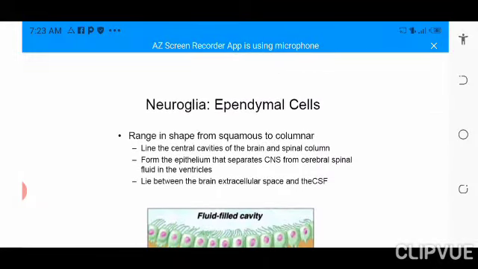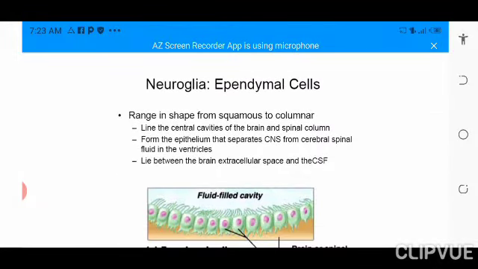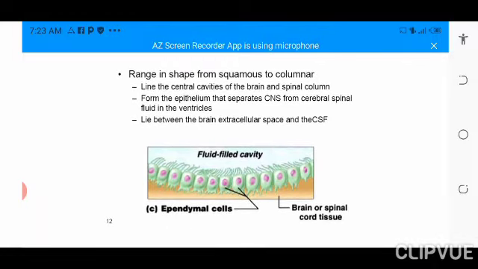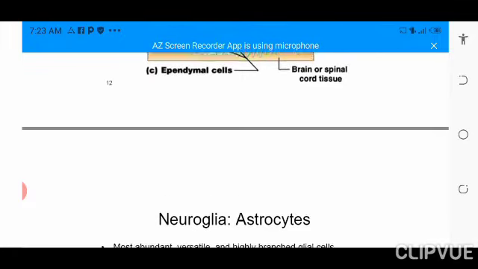meaning secondary intention of healing. Then you remember, I just talked about ependymal cells. They are the ones that line the cavities. So they line the fluid-filled cavities within the brain and the spinal cord. In the case of the brain, they will line the ventricles. I will soon make a video where I'm going to discuss extensively the ventricular system of the brain. And within the spinal cord, they line the spinal canal.